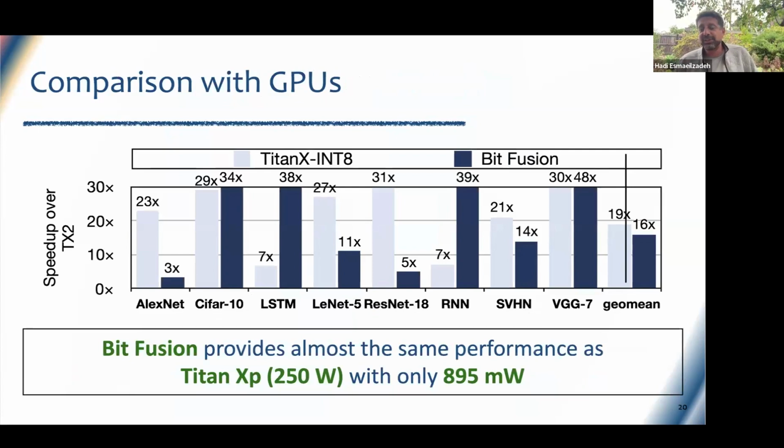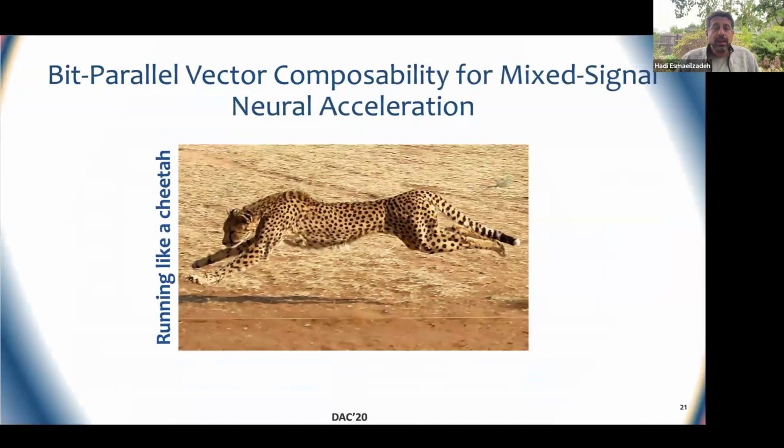I'm like 18% lower than Titan XP, which runs at 250 watts, in less than 1 watt of power consumption. And the reason is that the Titan XP is actually using TensorRT INT8 execution model. It's not that we're doing magic. The reason is that we are actually optimizing computation, storage, and off-chip memory transfer at the finest granularity possible, bits, right? So we actually took this idea further.